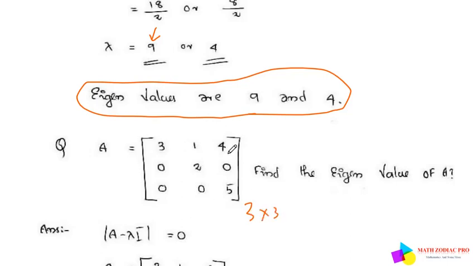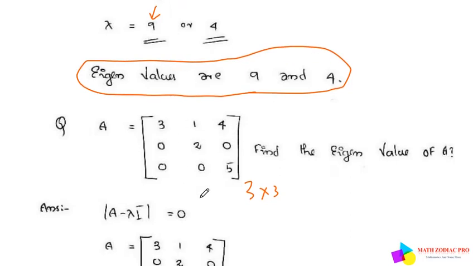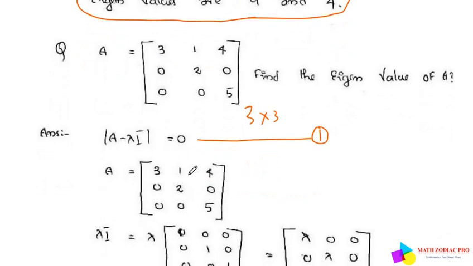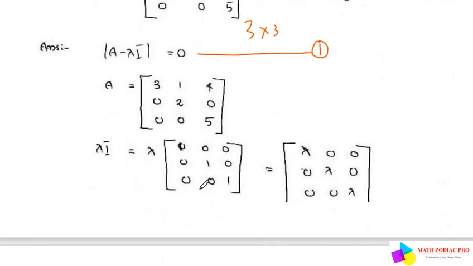Okay, so A equals the matrix [3, 1, 4; 0, 2, 0; 0, 0, 5]. First step, A minus lambda I. This one is called the characteristic equation. A is given as [3, 1, 4; 0, 2, 0; 0, 0, 5]. So lambda into I, and since the matrix is 3 by 3 order, we have to take the I3 matrix.